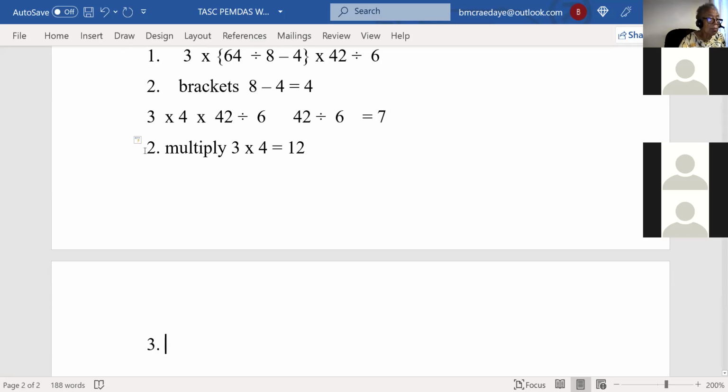Okay, so now the next step would be to multiply. And that multiplication would be 7 times 12, equal 84. And that's your answer.